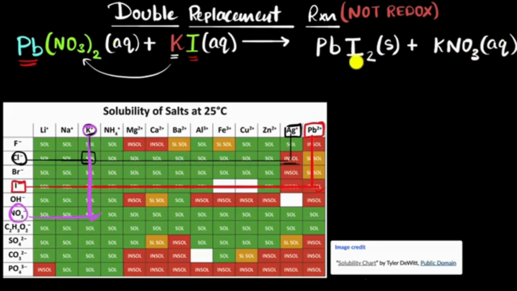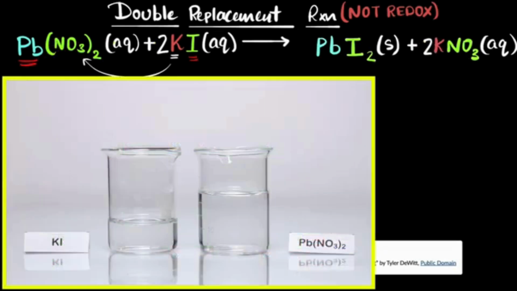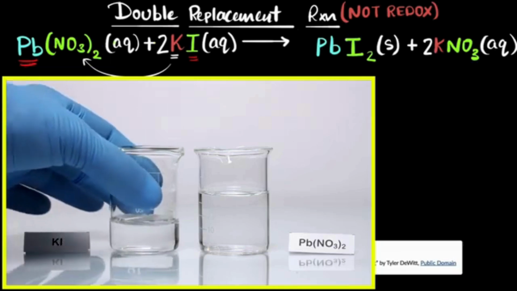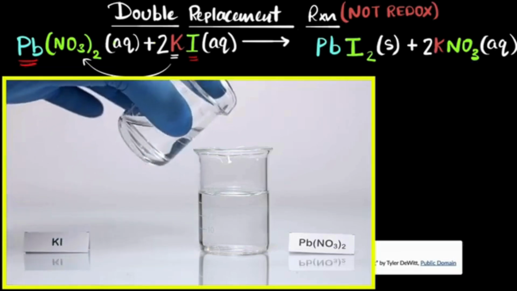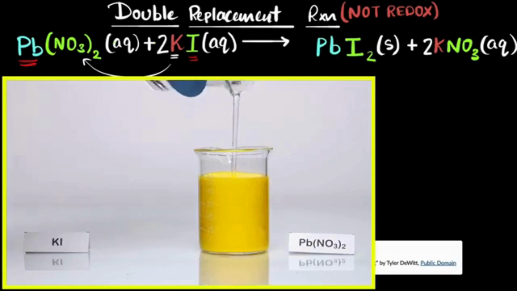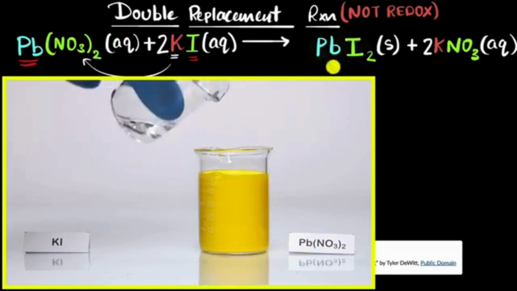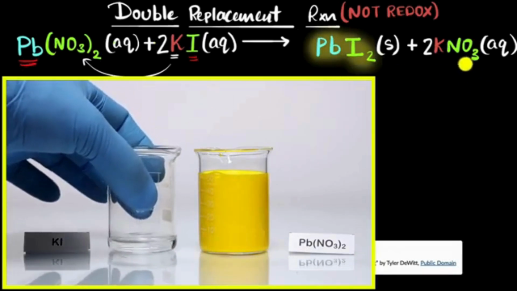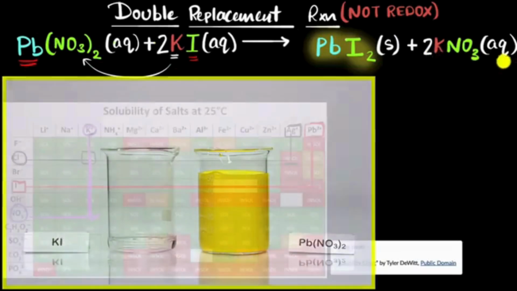Let's quickly do that. So I have 2 iodine over here, so I'll put a 2 here. So 2 potassium, so I'll put a 2 here. And that balances everything out. And this is the experiment that we saw earlier. We are pouring potassium iodide into lead 2 nitrate. What is that yellow color? That's basically the lead 2 iodide being precipitated. And now the aqueous solution contains potassium and nitrate ions.